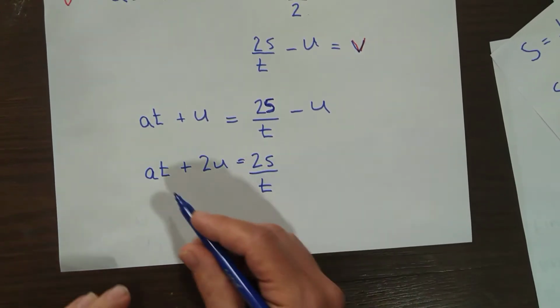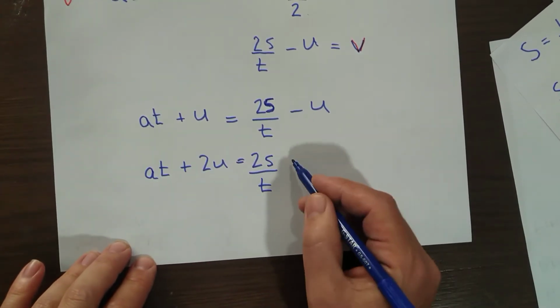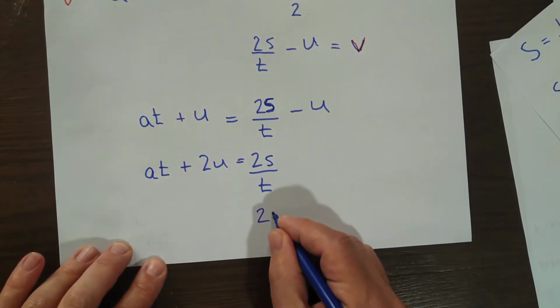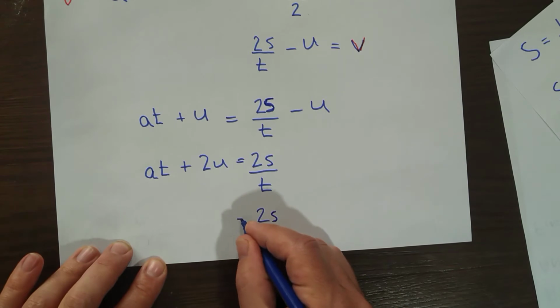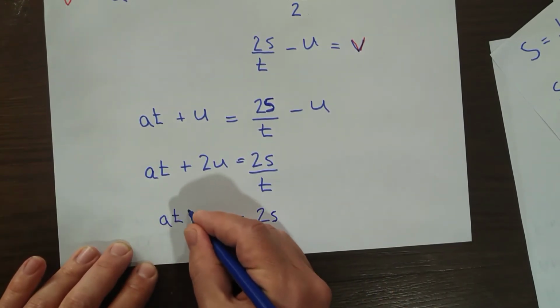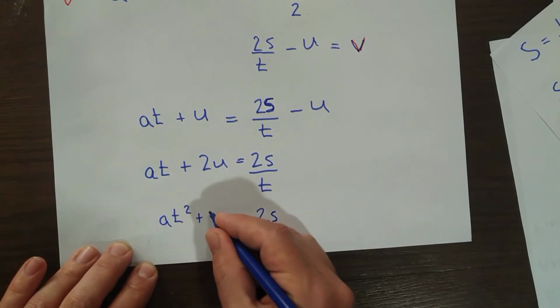Now I'm going to multiply this side by this t. If I multiply it here, it's going to cancel out. So we're going to be left with 2s. And if I multiply both terms, I get at squared plus 2tu.